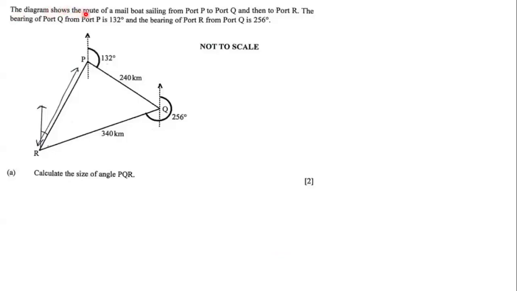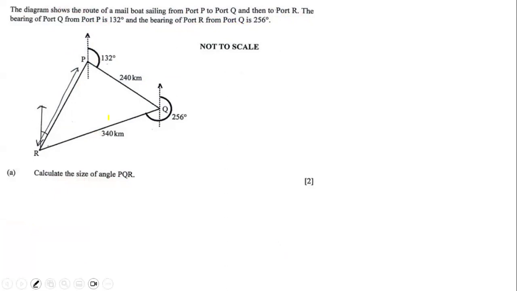The diagram shows the route of a mail boat sailing from port P to port Q, and then to port R. The bearing of port Q from port P is 132 degrees, and the bearing of port R from port Q is 256 degrees. And here we have the diagram, and they want us to calculate the size of angle PQR. And so where is angle PQR?